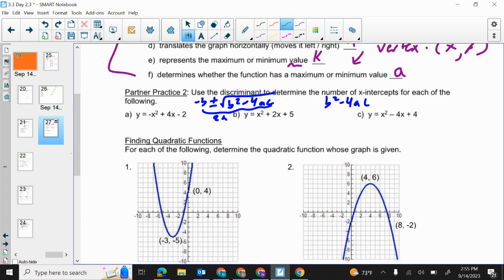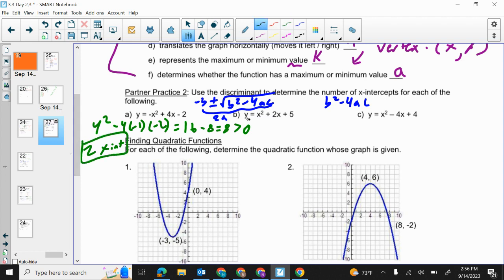If I evaluate this, we get 4 squared minus 4 times negative 1 times negative 2. That equals 16, and negative 4 times negative 1 is 4, times negative 2 is negative 8. That equals 8. Since this number is positive and bigger than 0, there are 2 x-intercepts.